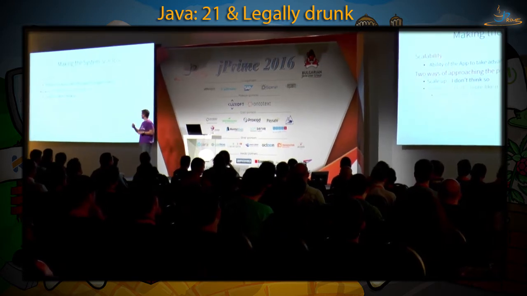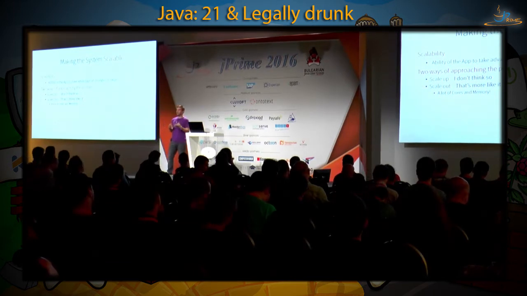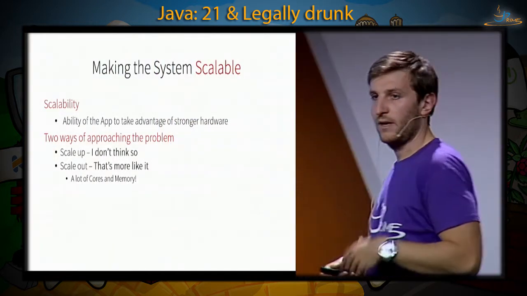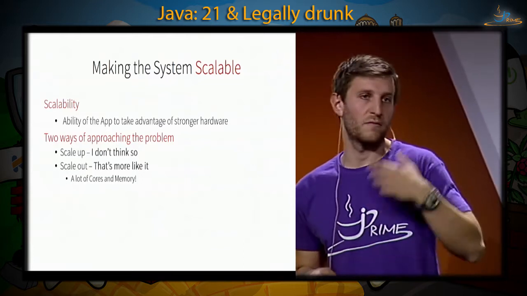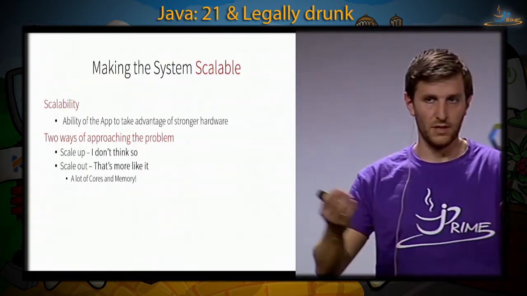So instead, we'll scale out. What does that mean? Well, that means that we'll just buy a bunch of cheap commodity hardware and give it to our app. So instead of having 1 gigabyte of RAM, we'll have 4 gigabytes of RAM, and instead of having 2 cores, we'll have 8 cores. You know, just a bunch of cheap commodity hardware.